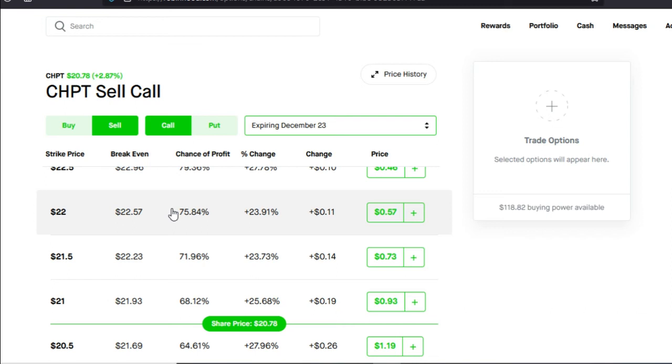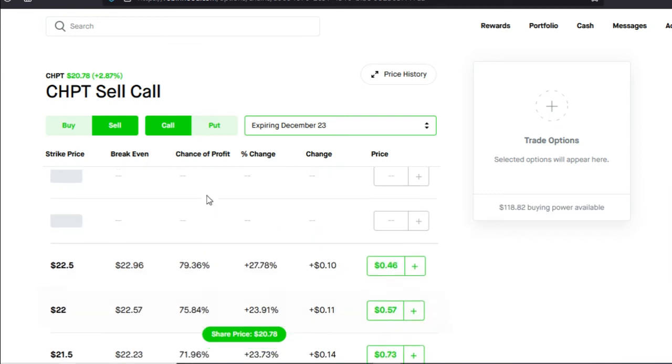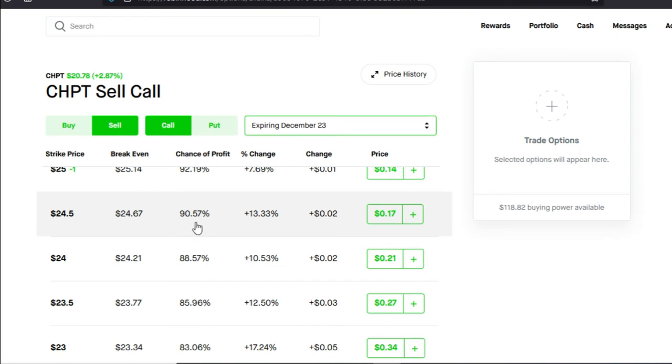Now, if you are new to options, my suggestion would be to choose a 90% chance or higher. Now, with the 90% chance or higher, you're going to get a much lower premium. However, your chance of winning the trade is way better. As you build confidence, as you build momentum, and as you start building your portfolio, then you could go down and start choosing a lower chance of profitability, which is going to give you a lot higher and better premiums.